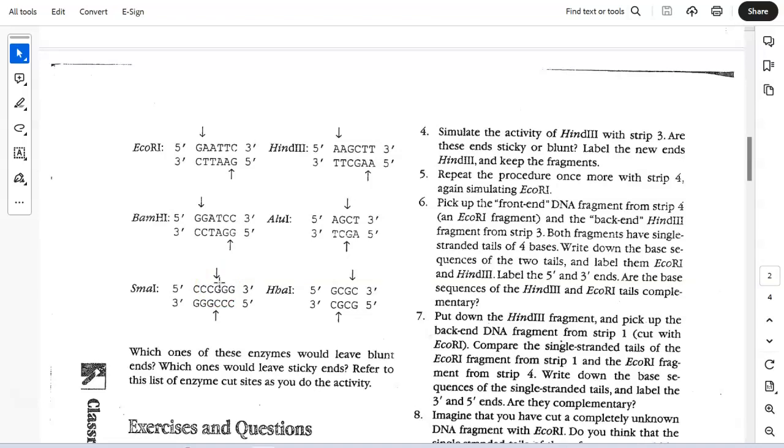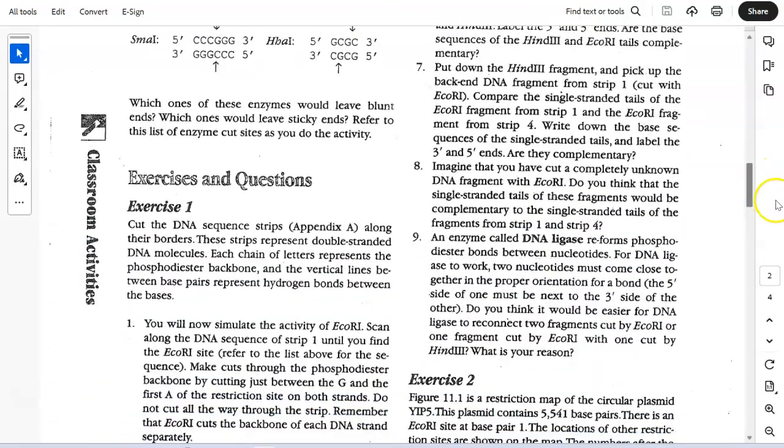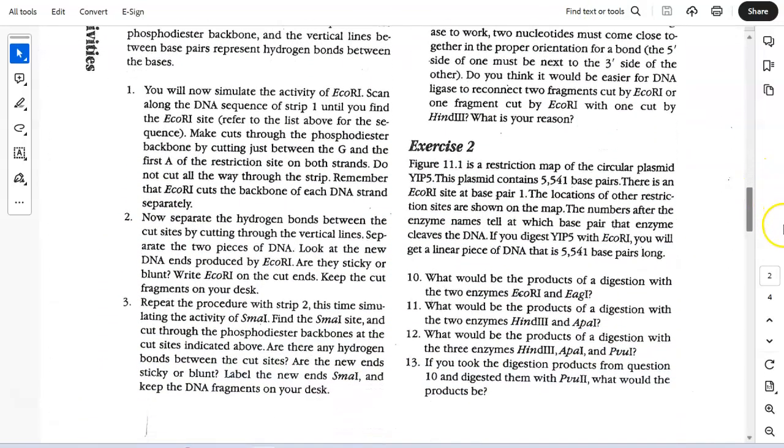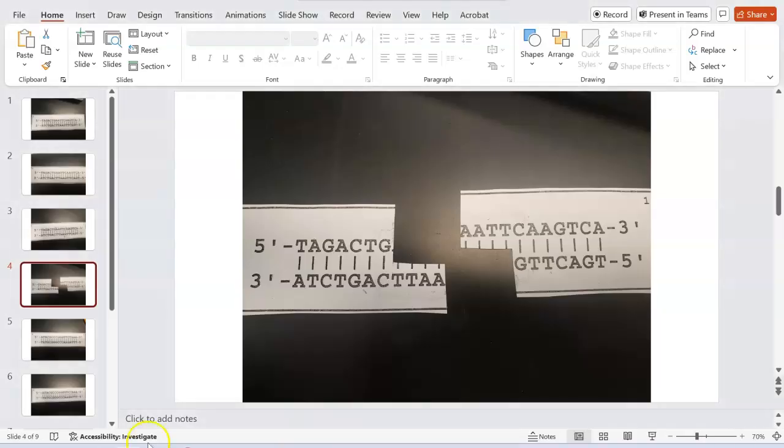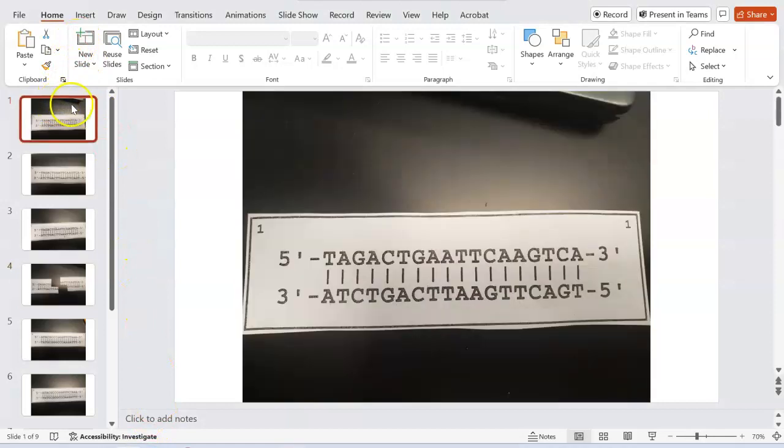So let's take a look at the assignment and the sequences that are on the 3rd page, and let's take a look at what it's asking you to do. The first thing it's asking you to do, as we scroll down to these exercises and questions, is to take strip number 1. So now I've got a PowerPoint presentation that I put these pictures into, and I'm not going to show it in slideshow mode. This is strip number 1, and the first thing that it asks you to do is to cut that strip number 1 with EcoR1.